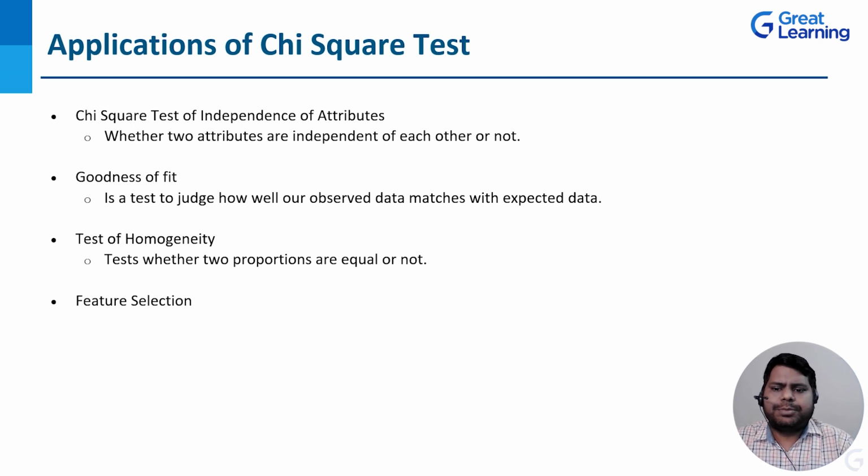Chi-square test cannot be used only when we have one categorical variable. It can be used when we have multiple categorical variables. So in case of multiple categorical variables, we try and understand whether these categorical variables are dependent on each other or are they independent of each other.